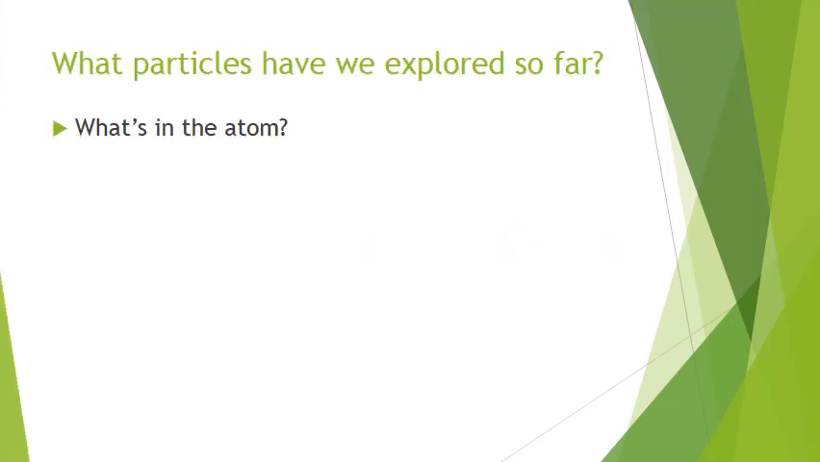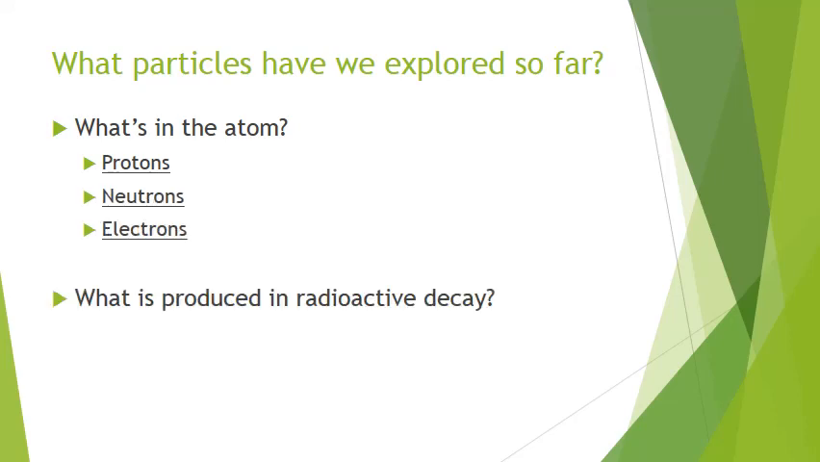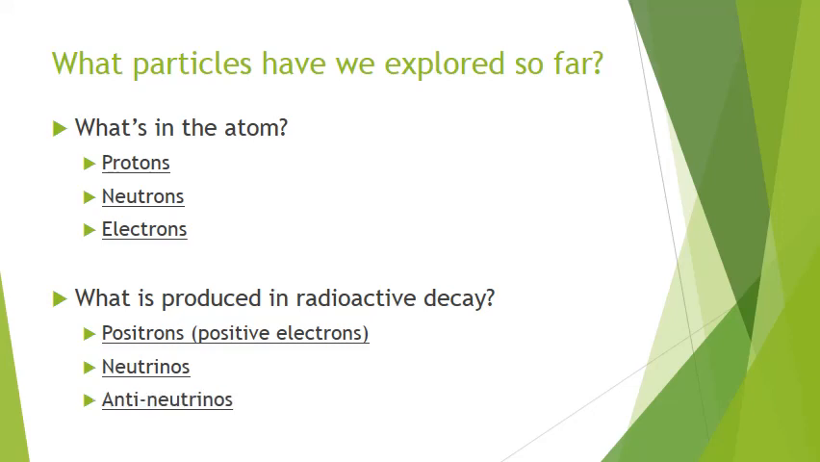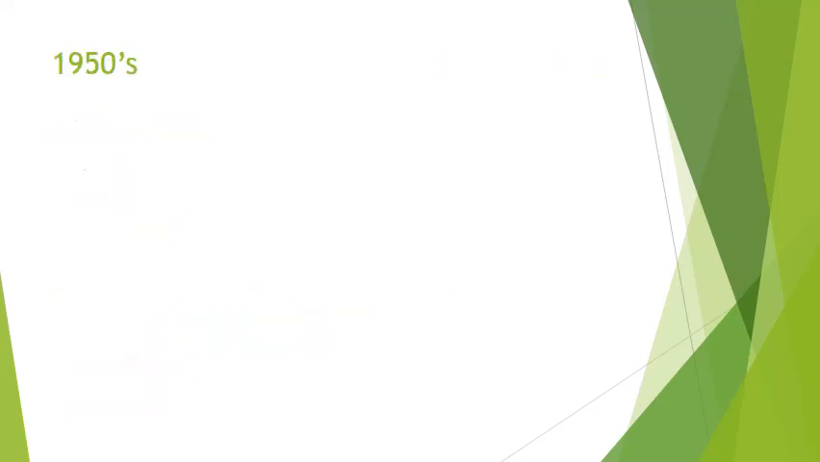So some particles that we looked at so far, right? Protons, neutrons, electrons. We also looked at, in radioactive decay, positrons, which are positive electrons. It's the anti-particle of an electron. Neutrinos, as well as anti-neutrinos. And so, we've looked at all of those.